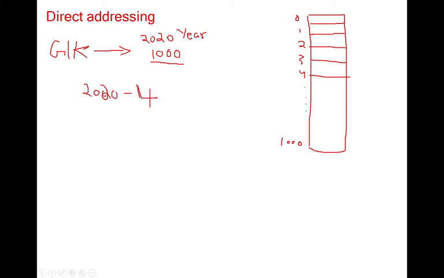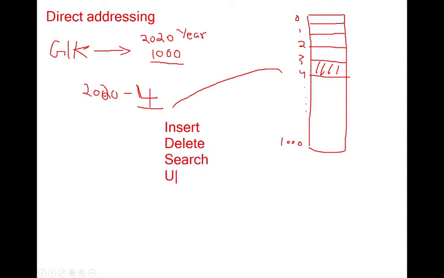So this 2000 signifies the registration year, so this is the actual ID. So what we will do, we will insert the record of this student in the 4th slot, right? So this insertion operation is executed in order of one time, right? If you want to delete a record, we will straight away go to slot number 4 and delete the record, right? So this operation also performs in order of 1.